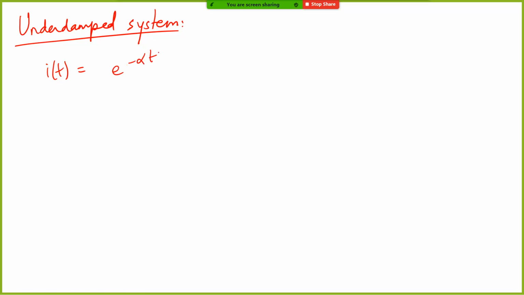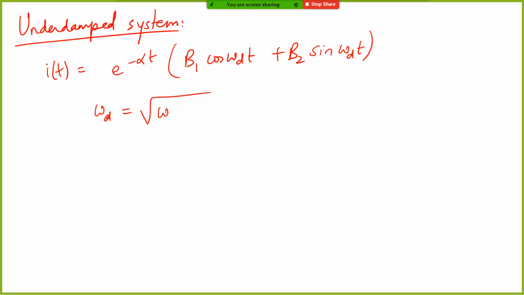And the underdamped system, okay, so the underdamped system can also be written as e to the power of minus alpha t, same thing, b1 cos omega dt plus b2 sin omega dt, where, as we very well know, omega d is nothing but root of omega naught squared minus alpha squared. Okay, and the only difference is alpha is now R by 2L. Okay, so these are the only differences.